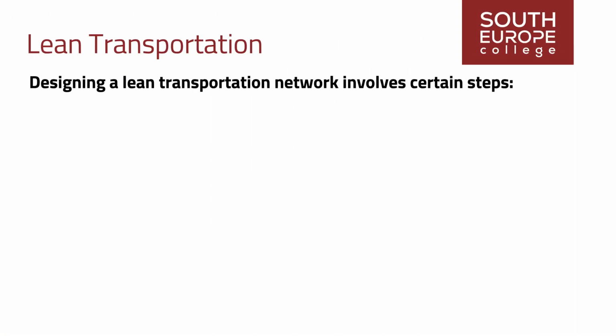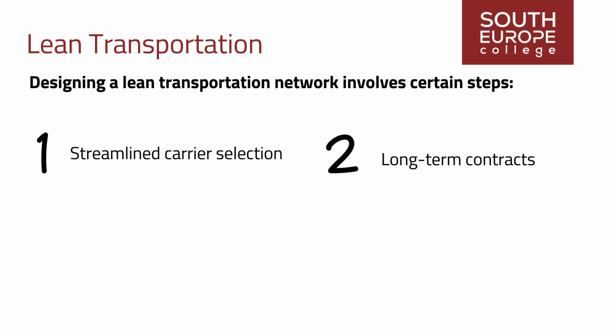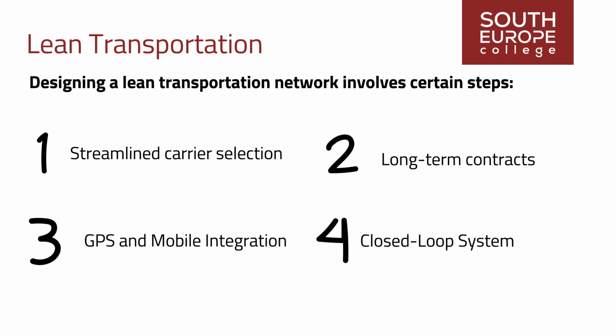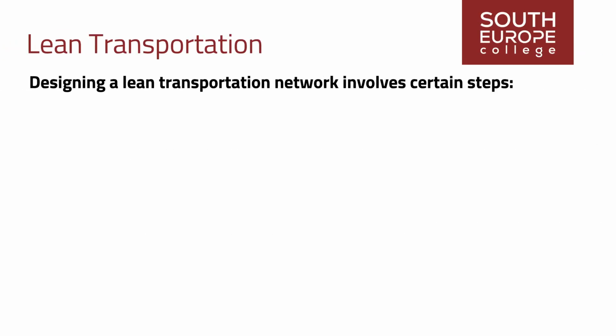Designing a lean transportation network involves certain steps. Streamline carrier selection by consolidating to one per region. Secure longer-term contracts to formalize dedicated transportation networks. Integrate GPS and mobile technology with suppliers and carriers for efficient material movement. Adopt a closed-loop system with regular pickups, utilizing returnable containers to reduce waste. Handle material efficiently. Use state-of-the-art material handling equipment and technology.